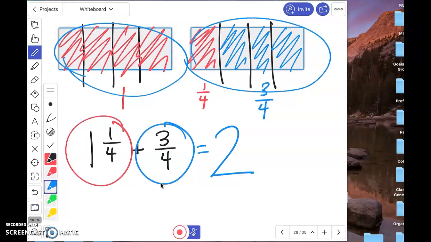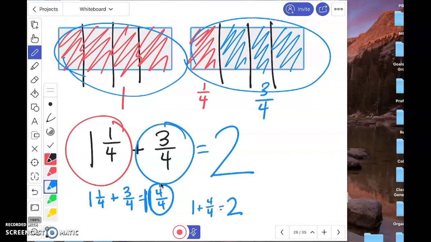Another way to look at that is if I have 1 and 1/4 plus 3/4, if I add my fractions, I end up with 1 and 4/4. We know that 4/4 is a whole. So that's kind of like saying 1 plus 4/4, which we know equals 2. Same thing. Pretty cool.